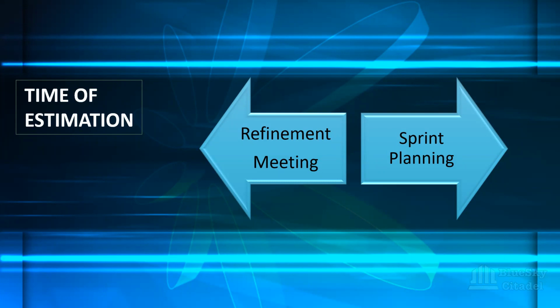You size it up, you do your estimation during that. You might be wondering and asking me, so if we've done estimation during refinement, why are we estimating again during sprint planning? So you estimate again during sprint planning because there must have been some changes that have come into the story you're going to work on. There might be new stories that are added between the time you did your refinement meeting and the time you're meeting for your sprint planning. And as a result, you need to do your estimation again.